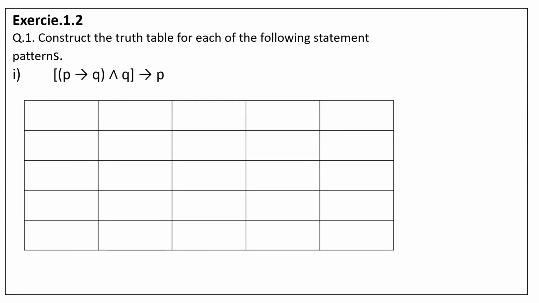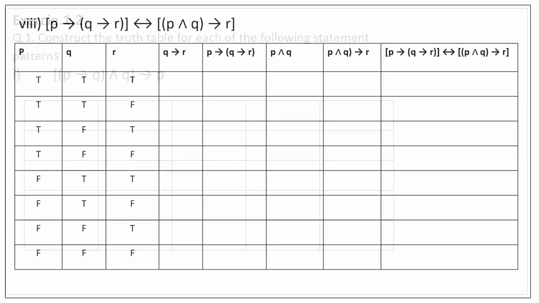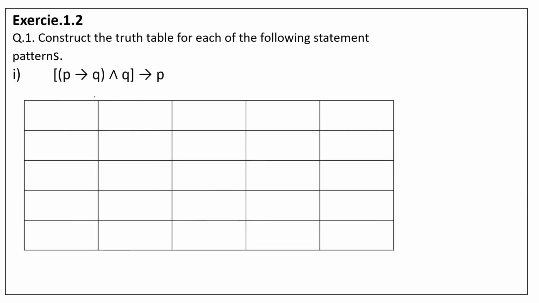Construct the truth table for each of the following statement patterns. So this is called a statement pattern, and P and Q are called prime components. As there are two prime components, we take the first column as P, second as Q. Then what is written in bracket, we take the next column, which is P implies Q. Again the next column will be P implies Q and Q. And the last will be the whole statement, that is P implies Q and Q implies P.